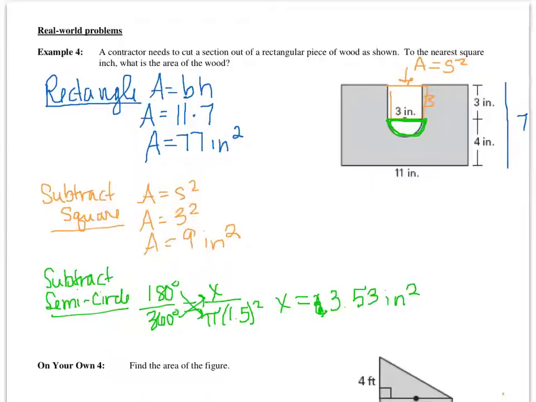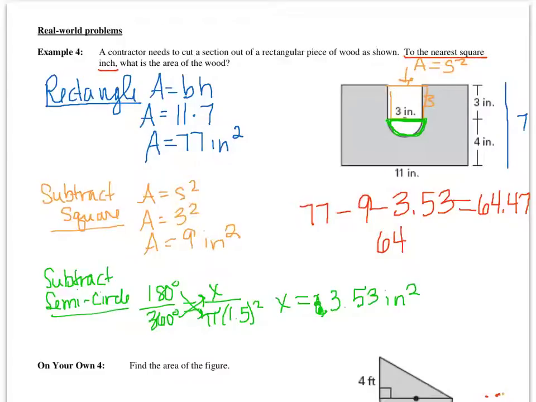So let's do the final work here. We got 77 total inches squared, and we're going to subtract 9, and then we're going to also subtract 3.53. So that leaves us with a total of 64.47, and the directions here say to the nearest square inch. So that would be 64 inches squared.